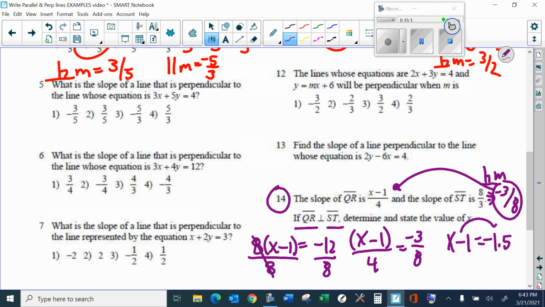And last step, add the 1 across. So x equals negative 1.5 plus 1, which is negative 0.5. That's a 0.5 there. Okay, there's my answer.